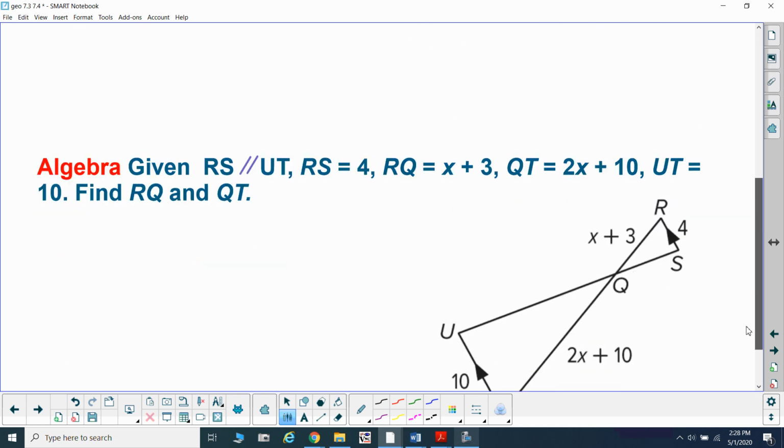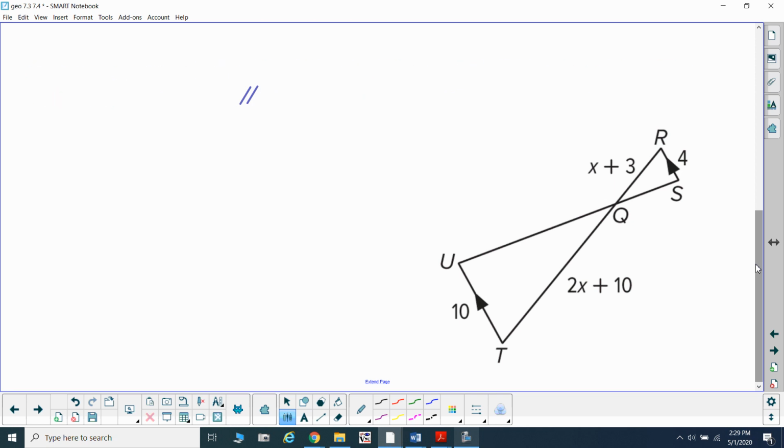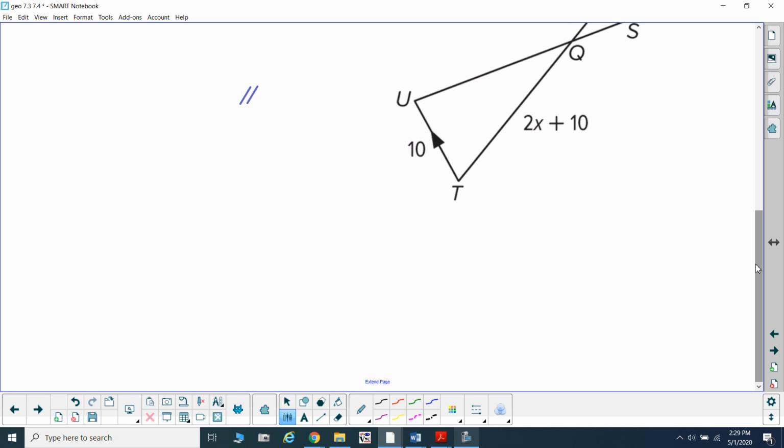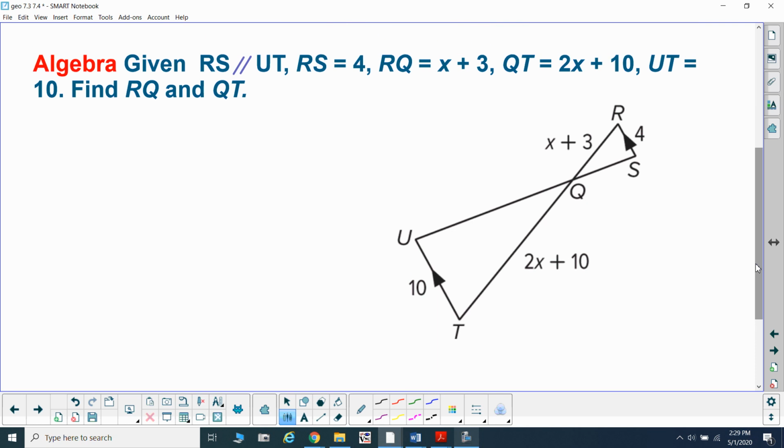And then here, given RS and UT are parallel, which it shows there, and everything else is as it's marked, find x, and QT. Let me see if I can get these to go up a little bit for me. Give me a second. All right. Find x and QT.